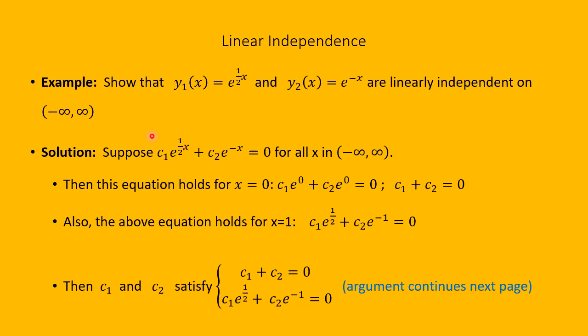Okay, well, let's see. If this equation holds for all x, it has to hold for x equals 0, which would be c1 e to the 0 plus c2 e to the 0 equals 0.